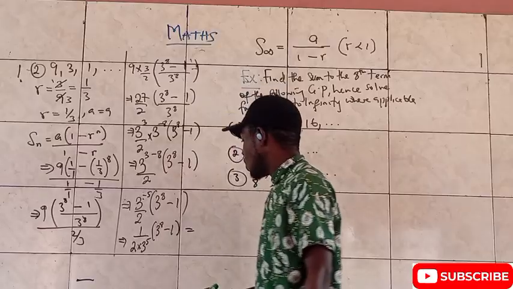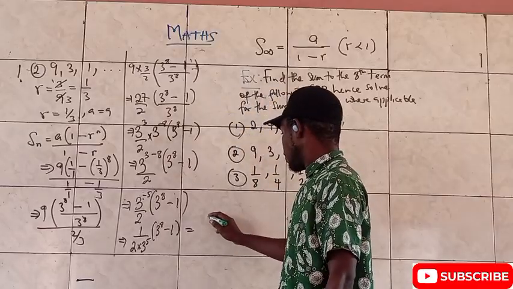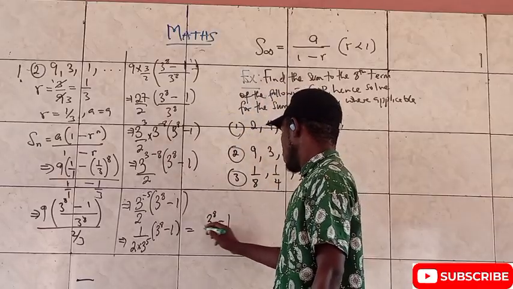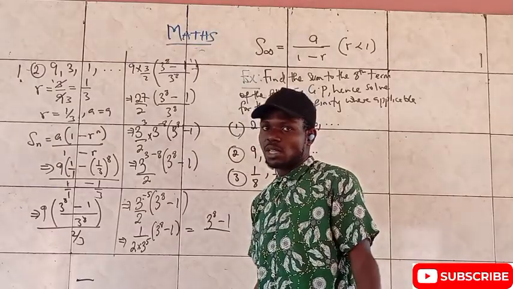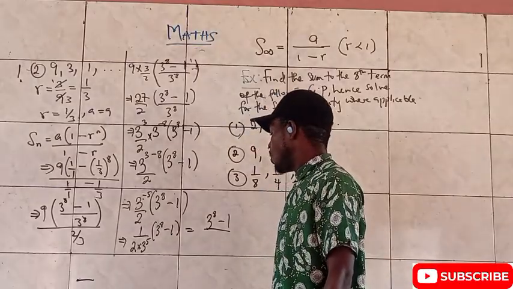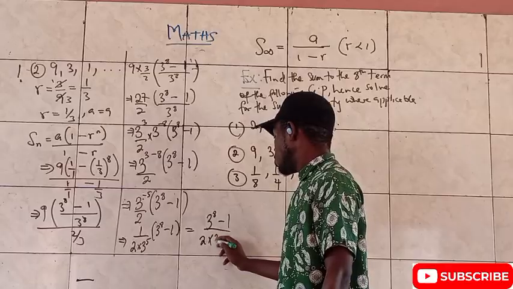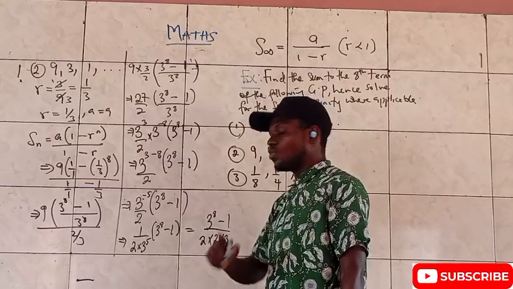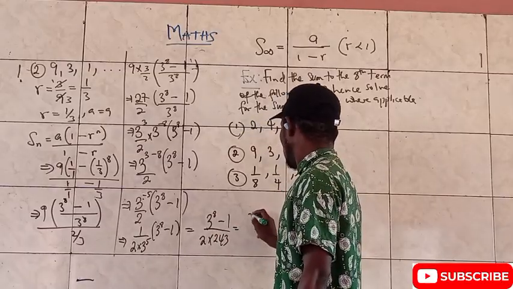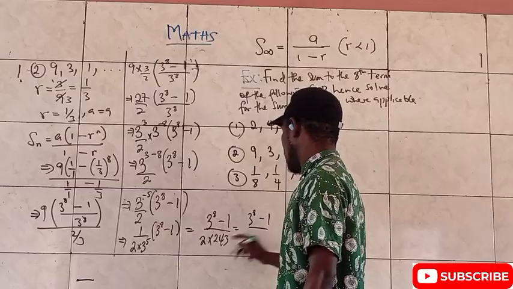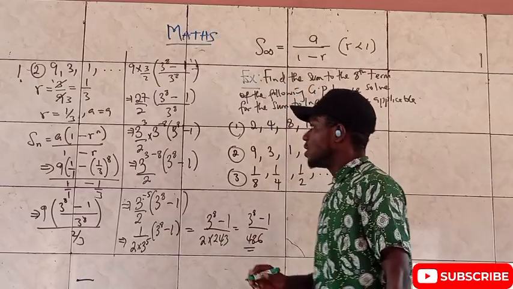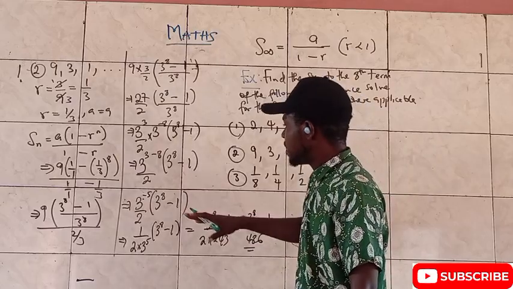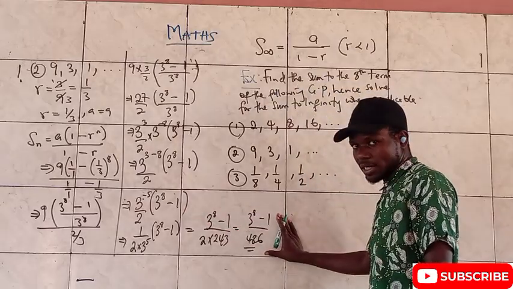And eventually it gives us 3 raised to power 8 minus 1, over 2 times 3 raised to power 5. You can leave it like this. Or you can say 2 times 243, because 3 raised to power 5 is 243. And that will give us 3 raised to power 8 minus 1 all over 486. That's our answer. So that is the sum to the 8th term of that progression.